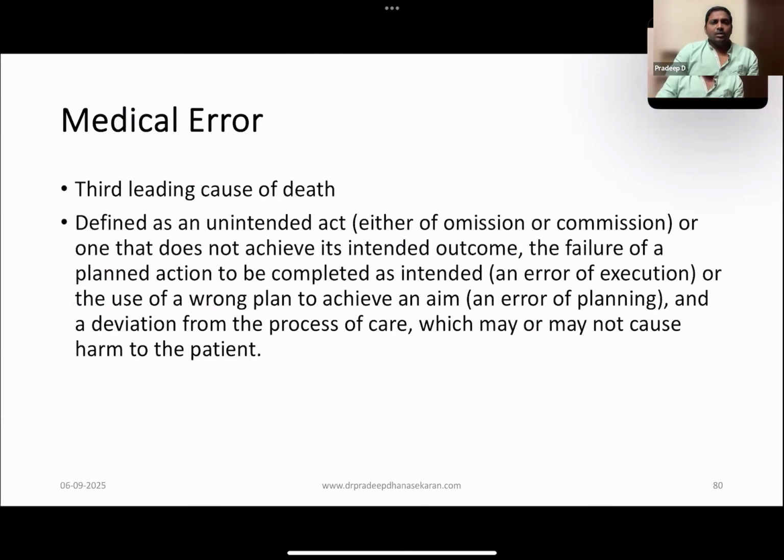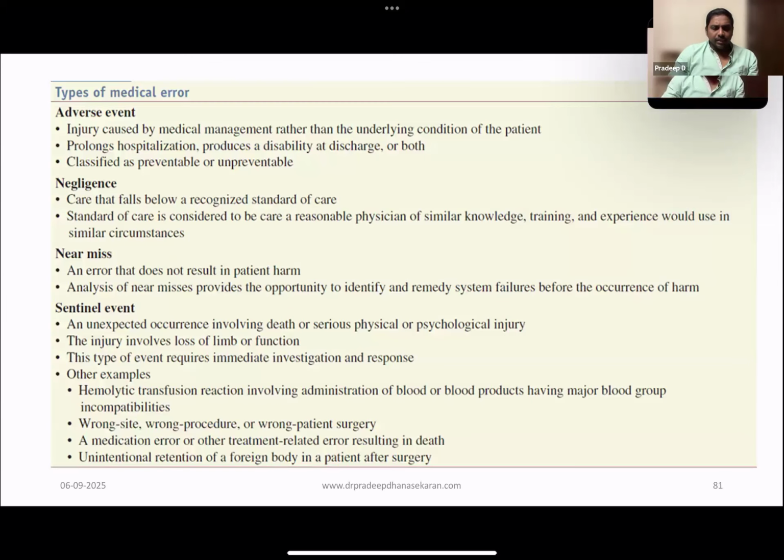Right. Now finally coming on to medical errors. Do you know that medical error is the third leading cause of death? What is the medical error? From Schwartz, it is defined as an unintended act, either of commission or omission, or an error of execution or an error of planning, or any deviation from a normal process of care. That is a medical error.